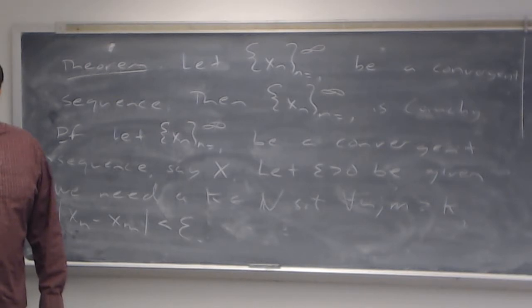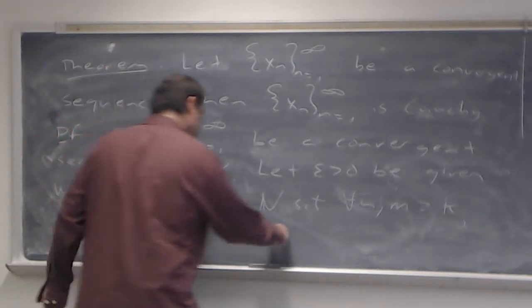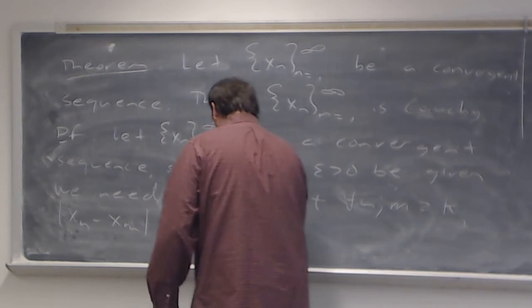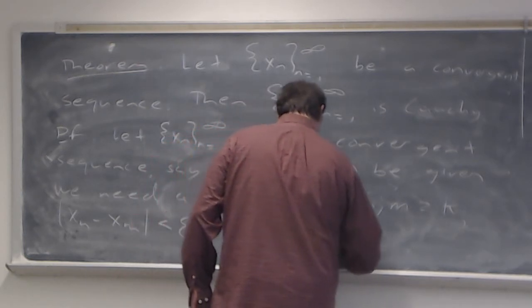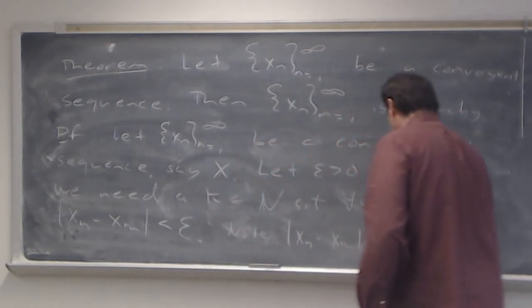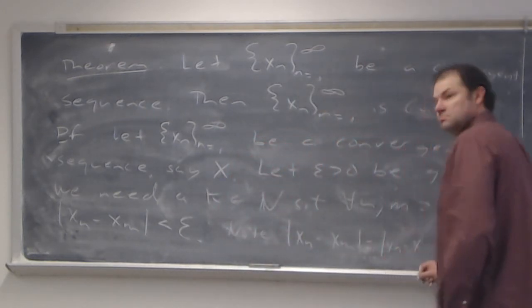If you need it and it's helpful to you, insert it somehow. Well, how do I insert it? Let's look at it. I'm going to make this right here be small. Look at it: x of n minus x of m, whatever that is, is the same thing as x of n minus x.